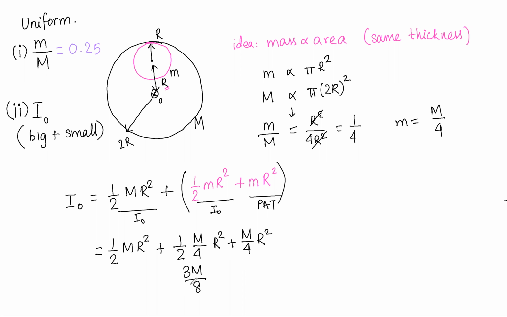You can try it on your own. Okay, this is 3M by 8 R square plus this one is 1 by 2 MR square. So 1 by 2 is 4 by 8 plus 3 by 8, which is equal to 7 by 8 MR square. So I did not ask it to you in a format where it's a numerical question, but if I asked you that I is equal to n times MR square, what is the value of n? Then you would divide 7 by 8 and you would find out the value of n.